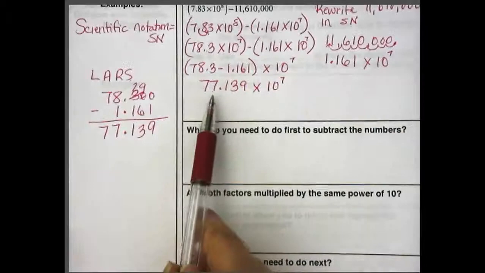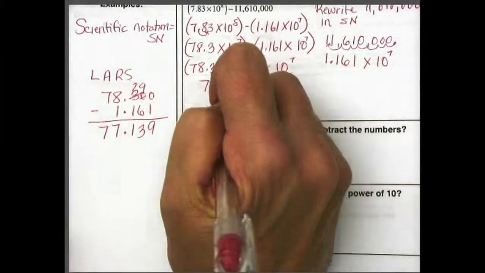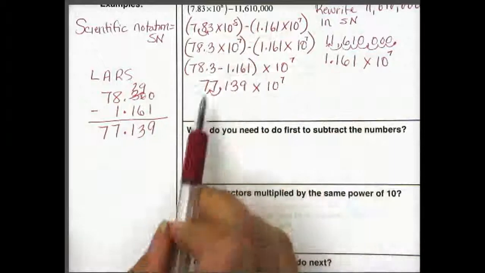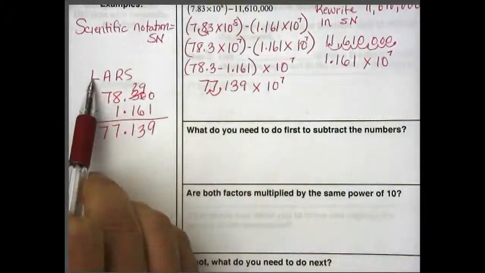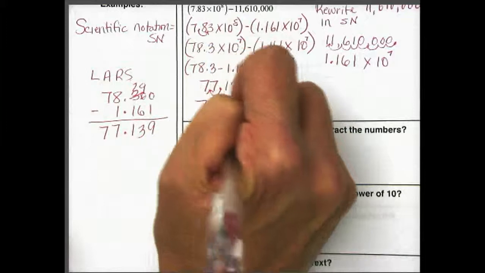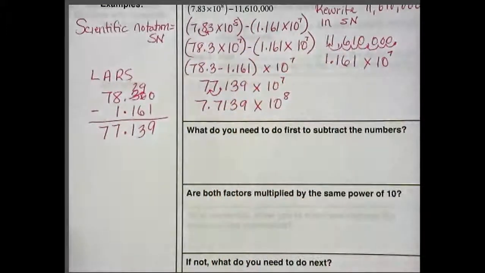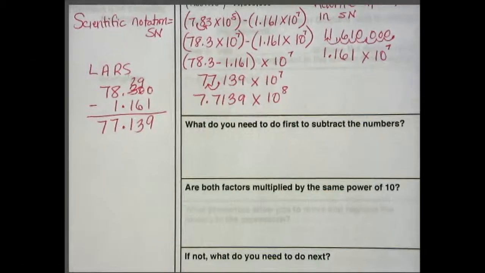But when I look at that, I know it's not written in scientific notation, so I have to move my decimal point to the left. When I move to the left, remember left, add, so 7.7139 times 10 to the 8th. Okay, when you move your decimal point to the left, you add 1 to your exponent.